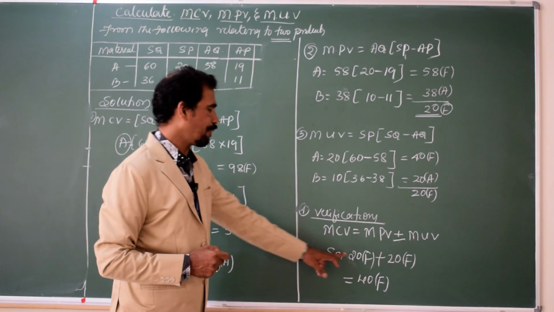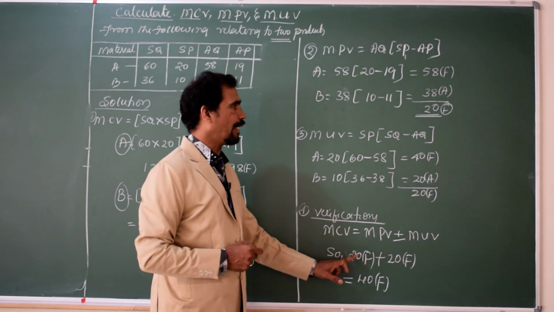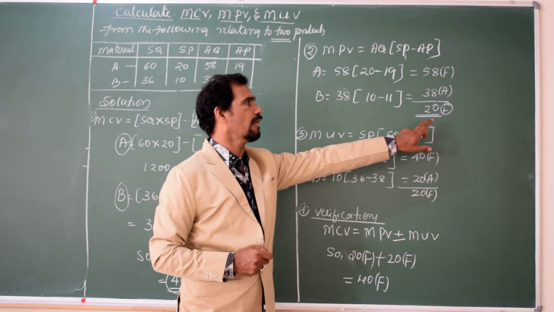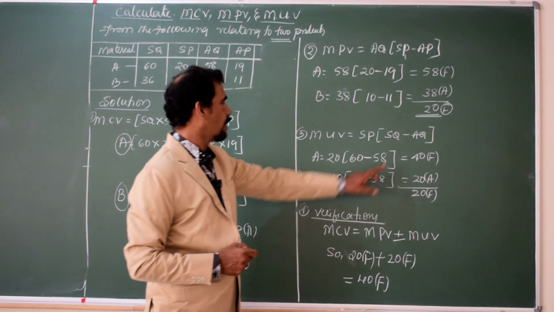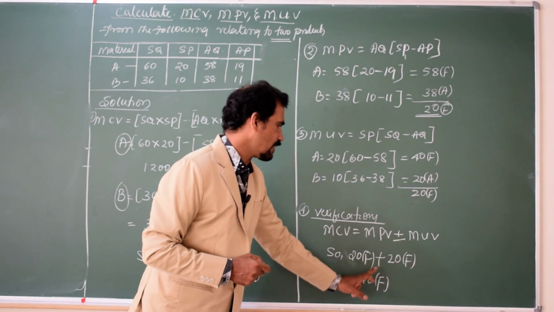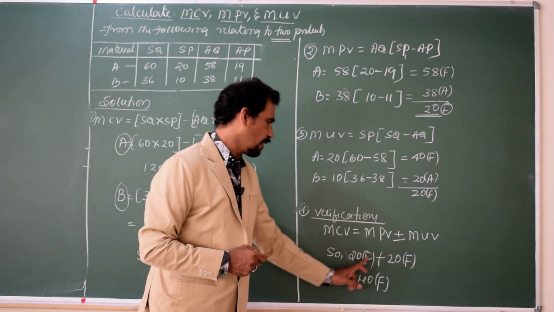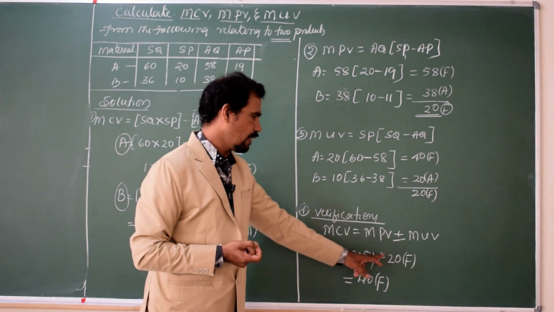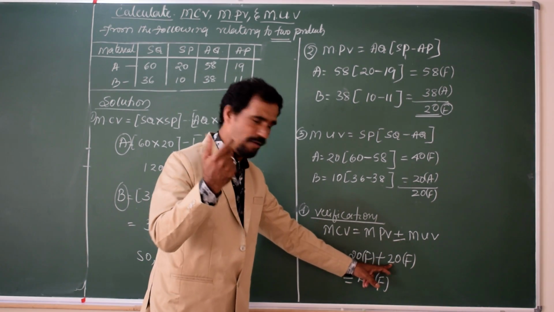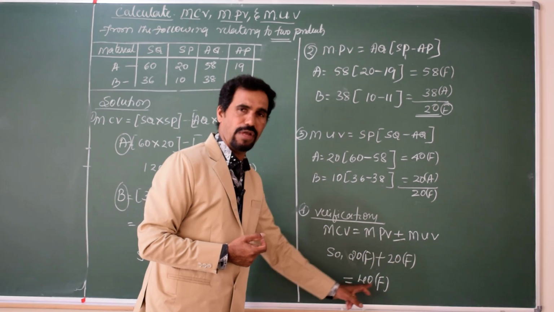What is the material price variance? 20 favorable. Material usage variance is also 20. Price variance 20 favorable, usage variance also favorable. So now 20 plus 20 equals 40 favorable.